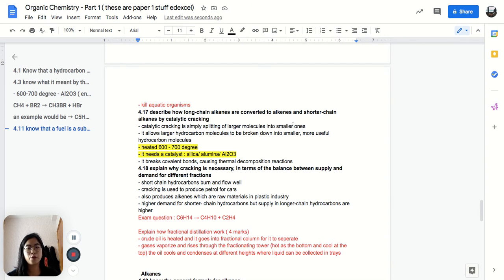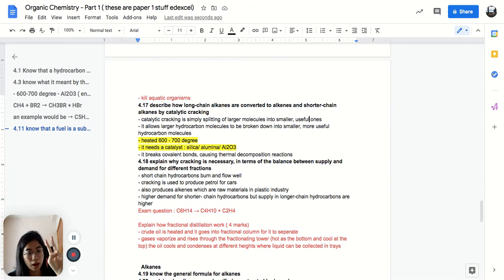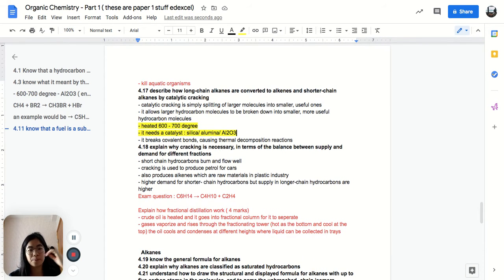That is basically it. If you want it to be broken into smaller and useful ones, okay, it needs two things. And you have to remember these two things. They love asking you this question. It is heated to 600 to 700 degrees. It needs a catalyst. I love, if you guys didn't remember, but I did say I love saying Al2O3, and I say Al2O3 for every single one, and I get it right. So just say Al2O3. If you want, you can remember silica or alumina, but I wouldn't recommend that because Al2O3 is so much easier to remember. So yeah.